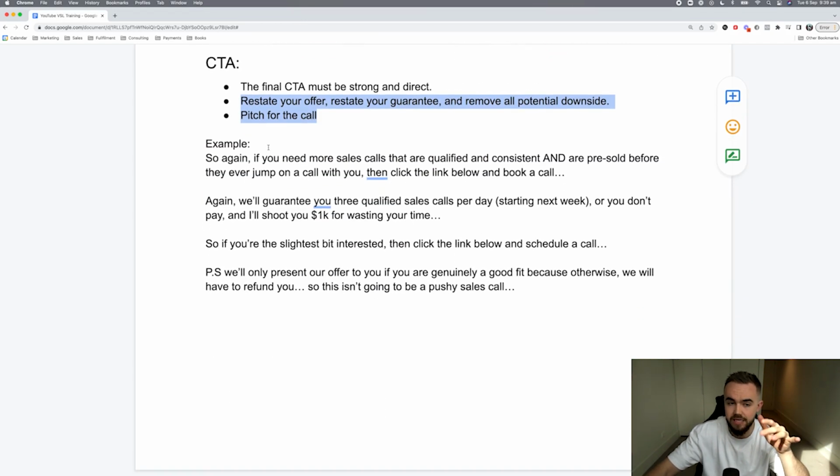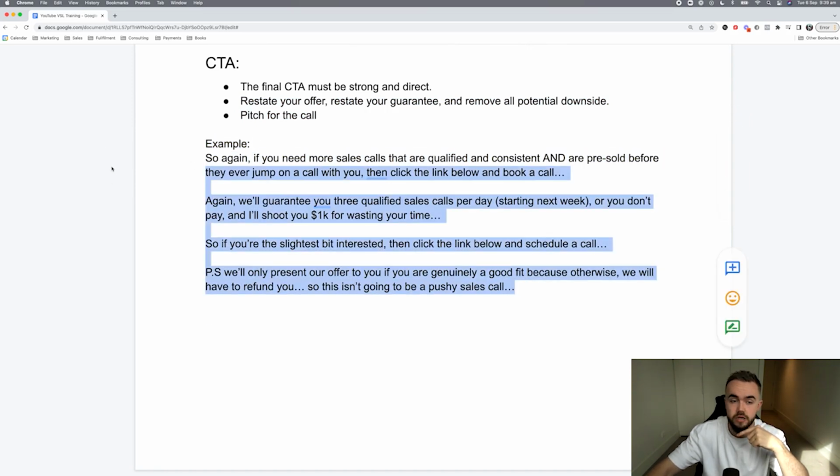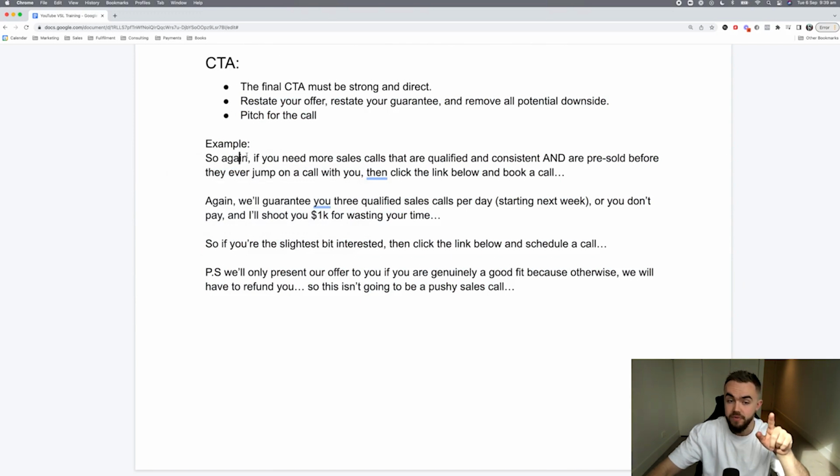As an example here, this isn't from my VSL, but it would actually be a really good CTA, to be honest. If you need more sales calls that are qualified, consistent, and pre-sold before they ever jump on a call with you, then click the link below and book a call. And again, we'll guarantee you 3 sales calls per day starting next week, or you don't pay, and I'll shoot you a 1K check for wasting your time. So if you're the slightest bit interested, click the link below and schedule a call.